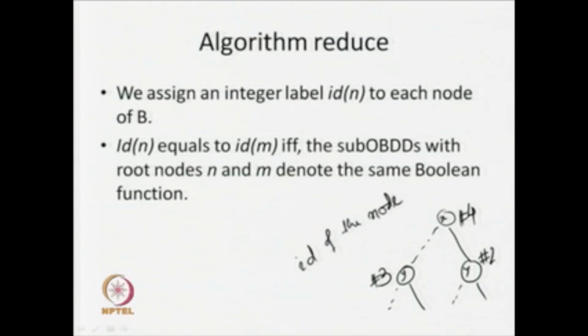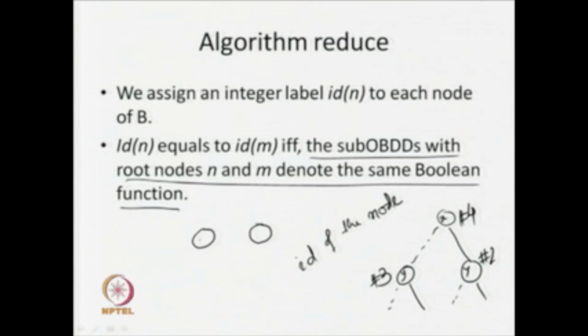So we give each node an ID, and the ID is nothing but the integer label of the node. The ID of a node n will be equal to the ID of m if the sub-OBDDs with root nodes n and m denote the same Boolean function. If the sub-BDDs denote the same Boolean function, then we give them the same integer label. Say this is one node labeled x, and this is y. With evaluation 0 they go to the same node, and with evaluation 1 they also go to the same node. So this is z and z.